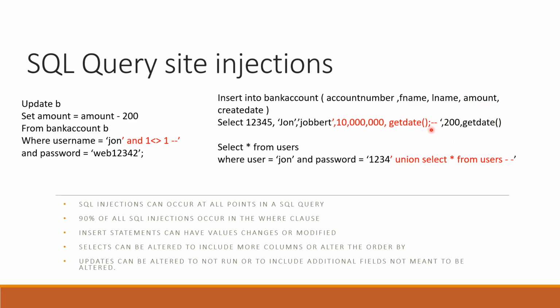So what this is doing with the comment is just nullifying everything else. In the insert statement, we're inserting the account number, which is made by the insert. We're giving them the first name, last name, the account amount, and then a create date. Now, I'll reference this later on. The user would have to specifically know how the insert statement works and what fields to include.